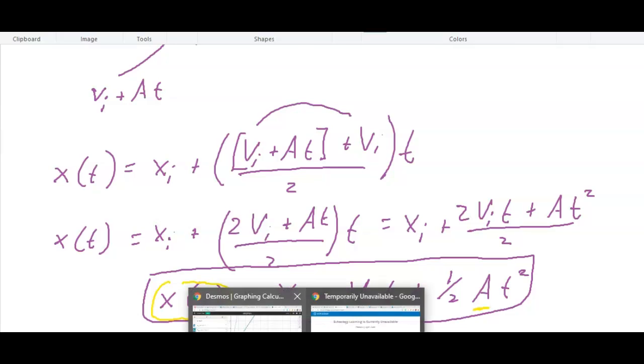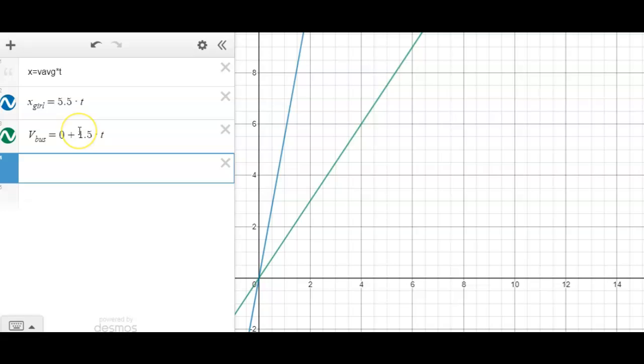And if we put it in here into Desmos, we can do this all at once. So the position of the bus is going to be equal to, start at 10. The initial velocity was 0. I'll put this in here just so we can see it. And then we have plus 1/2. The acceleration was 1.5. And then we have to multiply that by t squared.